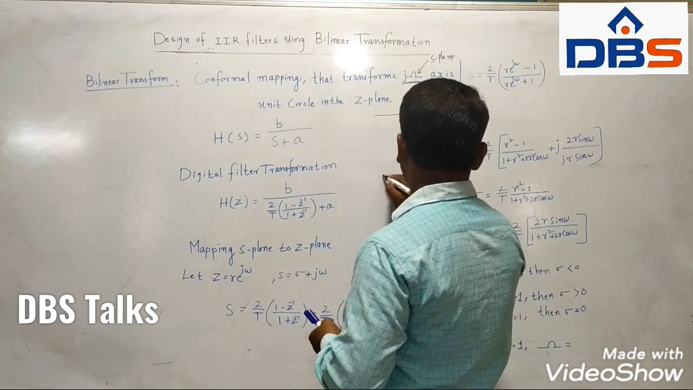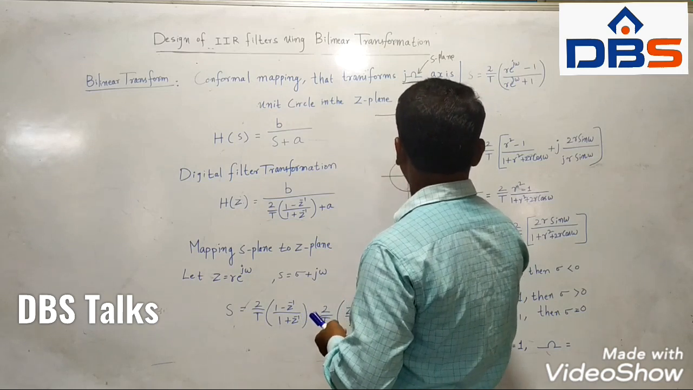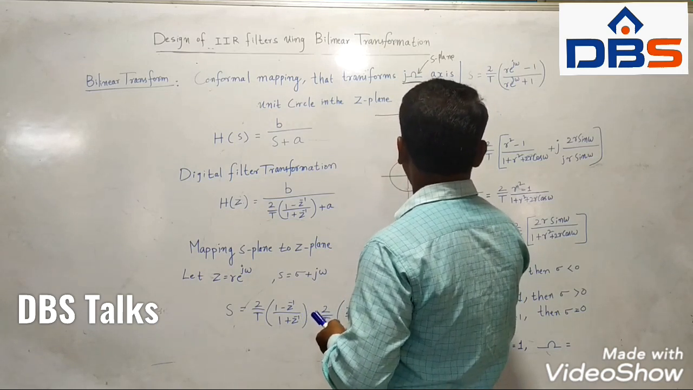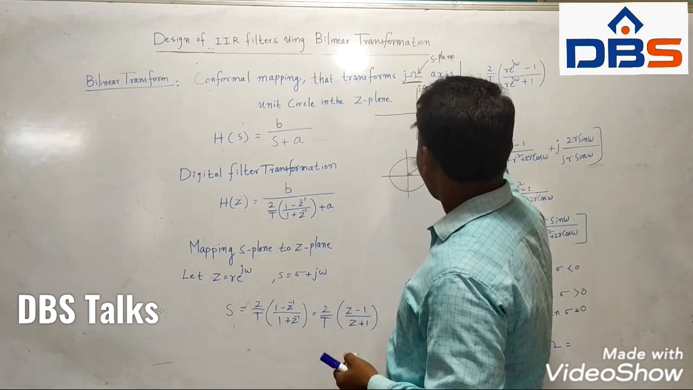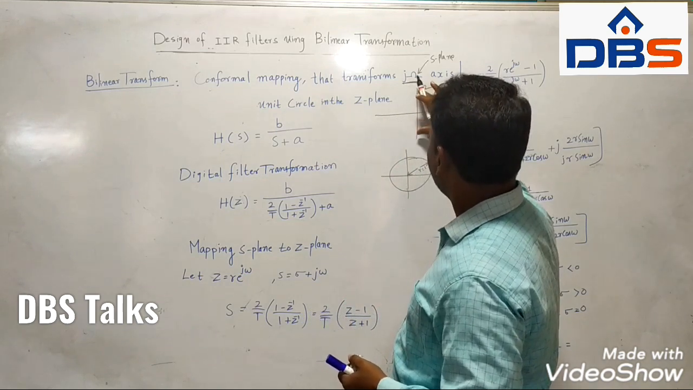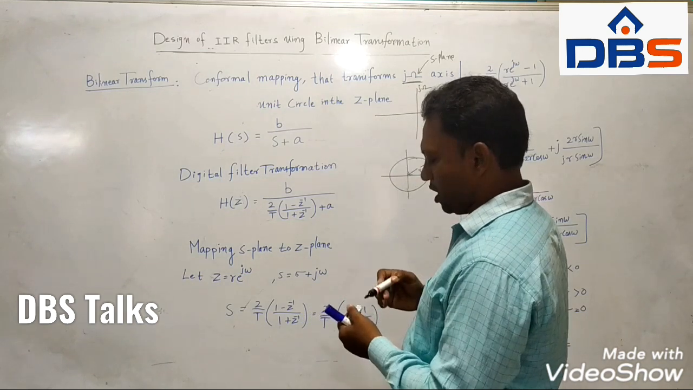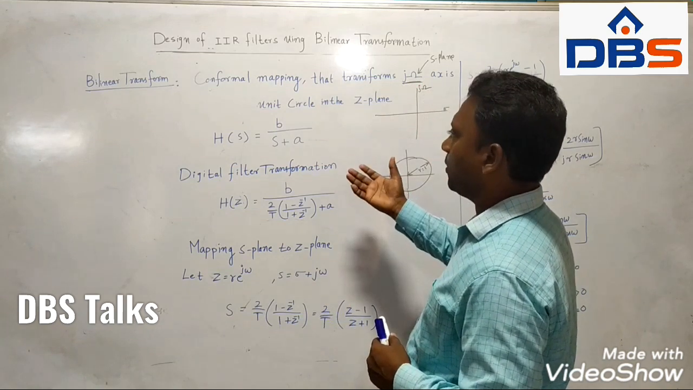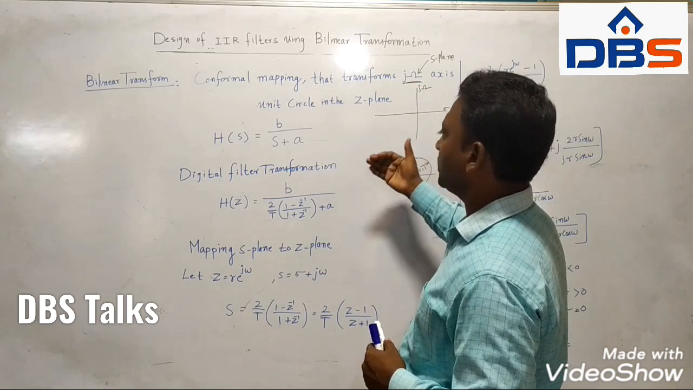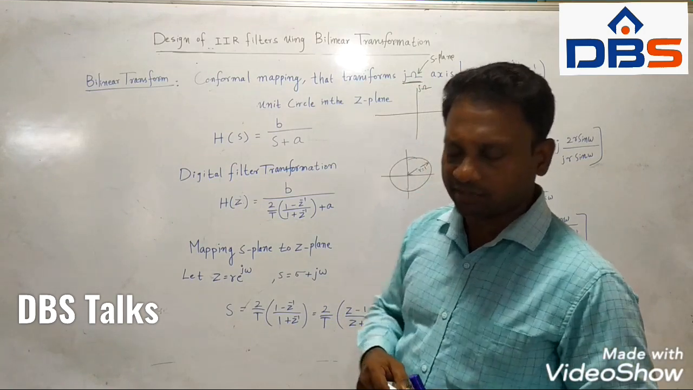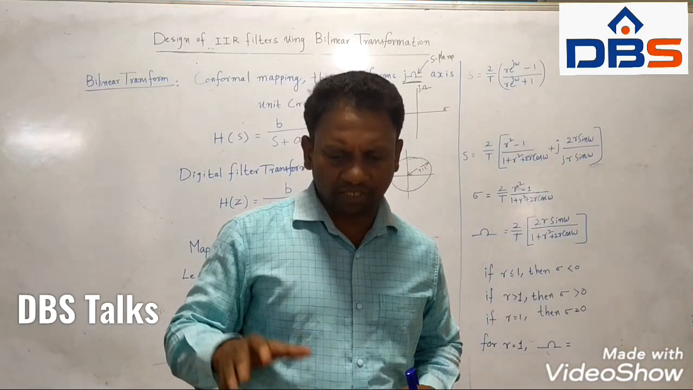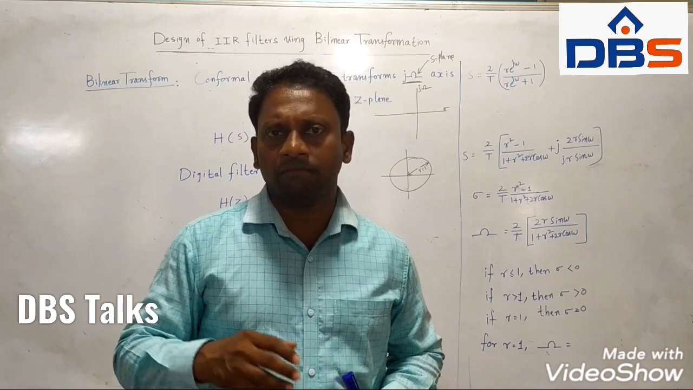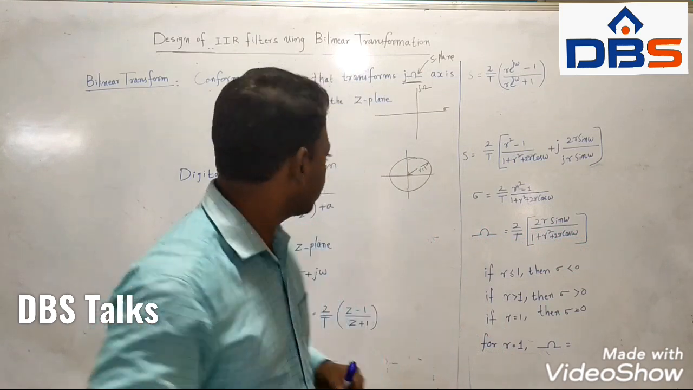Okay, so in the Z plane we have a unit circle, the circle of radius r equal to 1. So therefore mapping this j omega axis into the unit circle is actually a conformal mapping, one-time mapping. That is what is called bilinear transformation method. Okay, this is a very popular method to design the digital IIR filters.